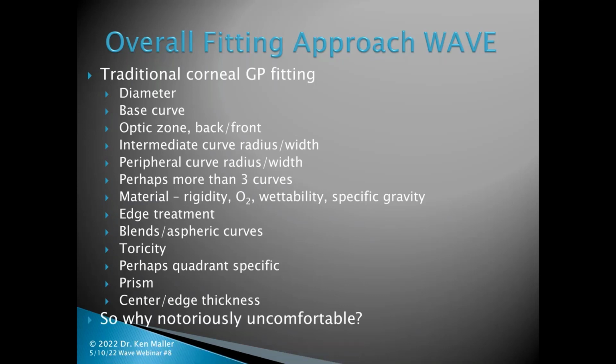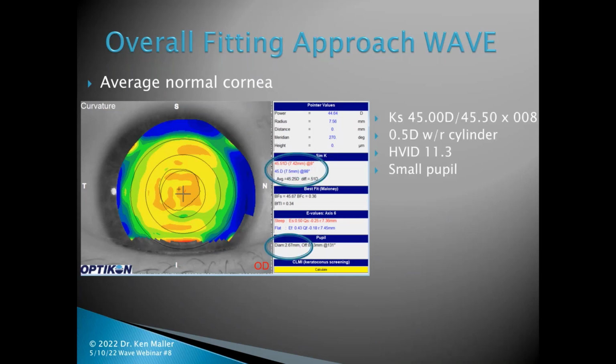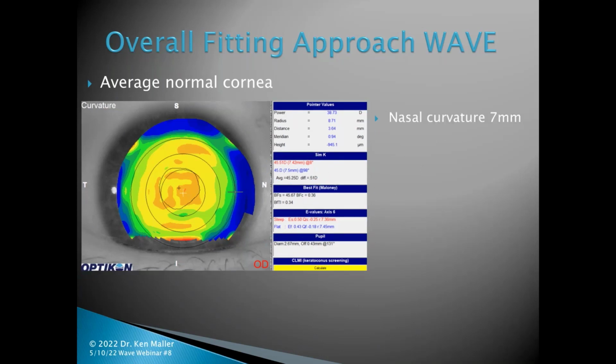So the question is, why are they so notoriously comfortable if we took the time to make all of these wonderful design parameters appropriate for the particular patient we're taking care of? So let's take a look at this particular eye. I think we would agree this is an average normal cornea. It's boringly normal. We take a look, we see the Ks are about 45 by 45.50, so about a half an octave with the rule cylinder. The HVID is 11.3, so it's just a little bit on the smaller side, and there's a small pupil. But I think we would agree that the distribution of the curves on this particular cornea are certainly very, very regular. So let's take a look and see exactly what the problems are.